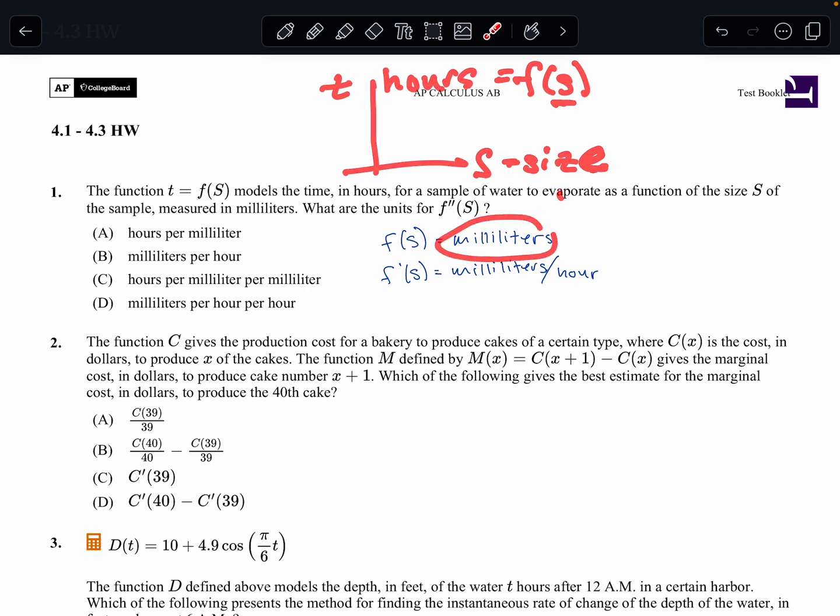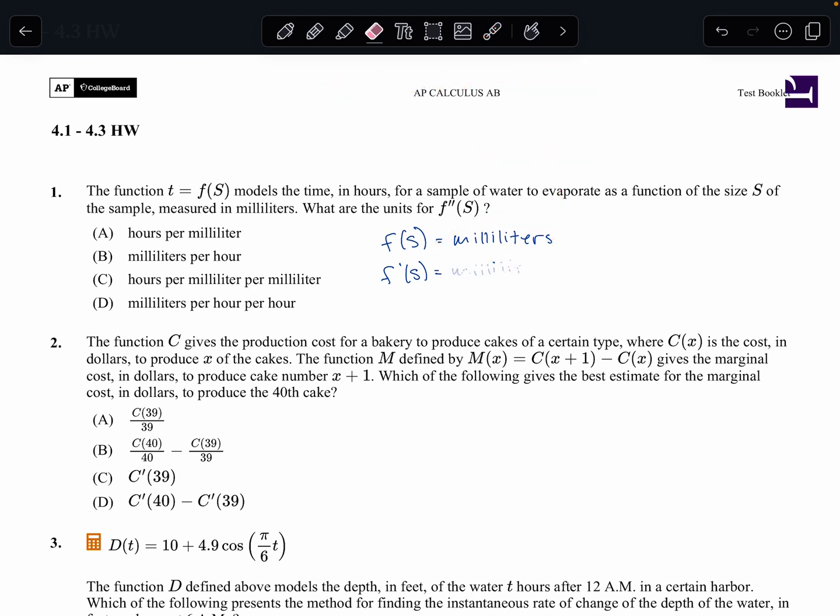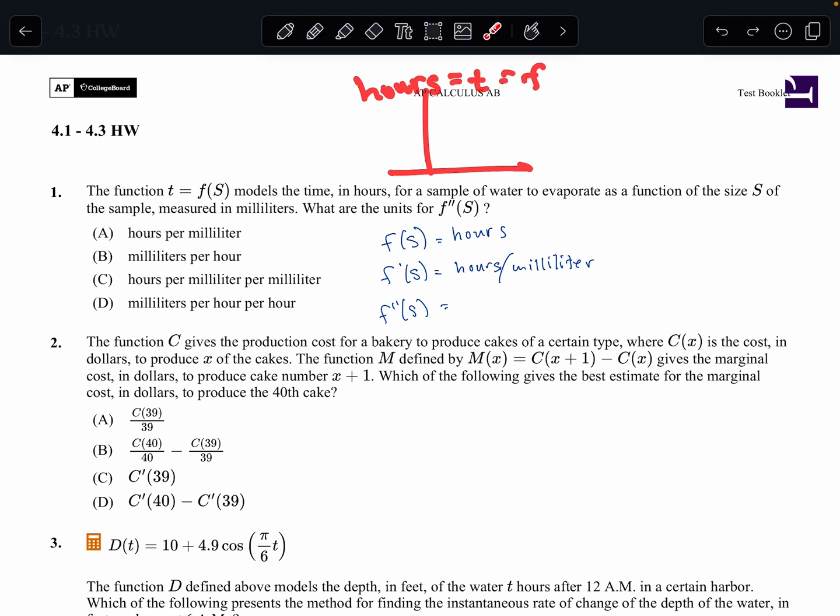Okay, so that means right here, the function is a model for time in hours. So this is hours. This is hours per milliliter. And that means the double prime of s is going to be equal to, so again, if we had an axis right here, we're saying that this is hours, and hours is equal to t, which is equal to f of s. S is the x variable, and s is equal to the size in milliliters.